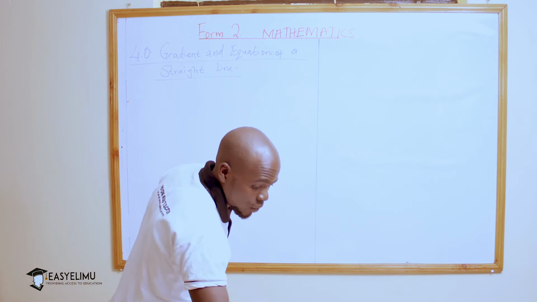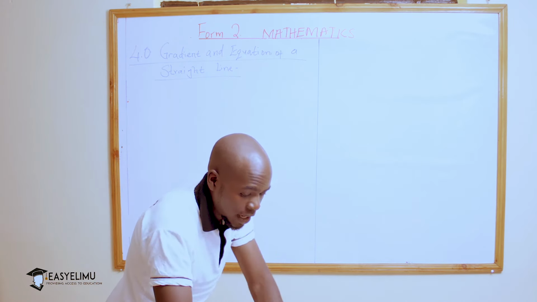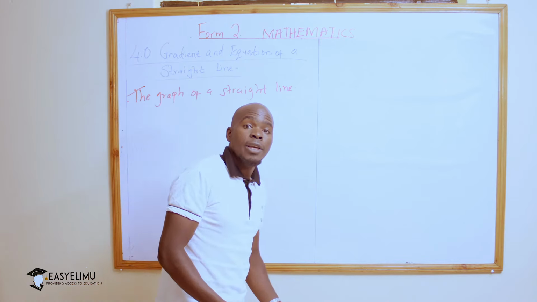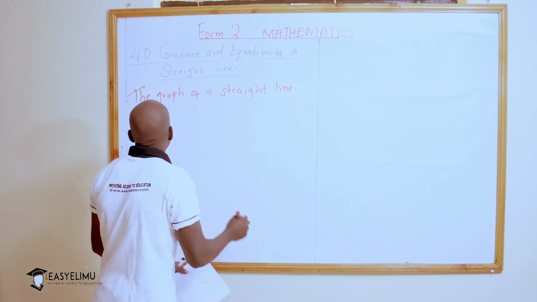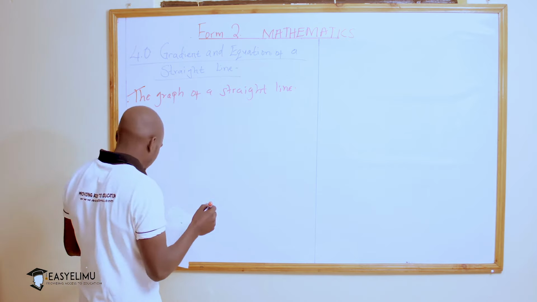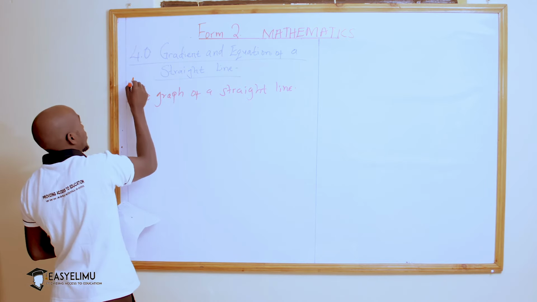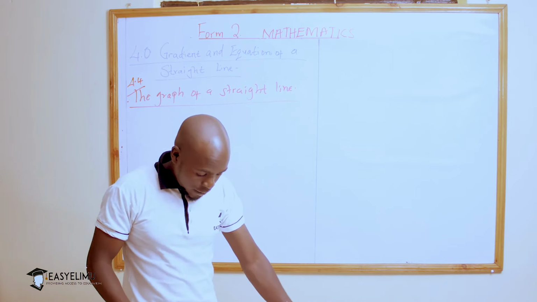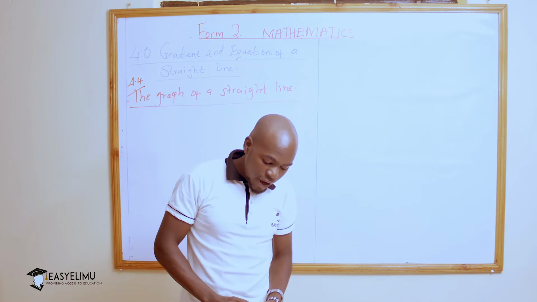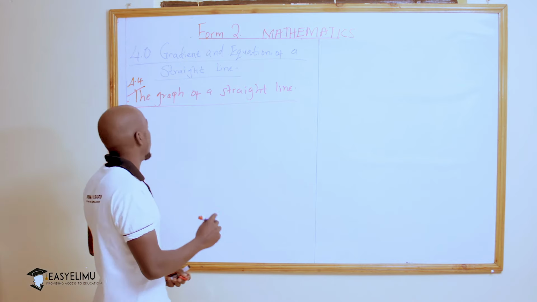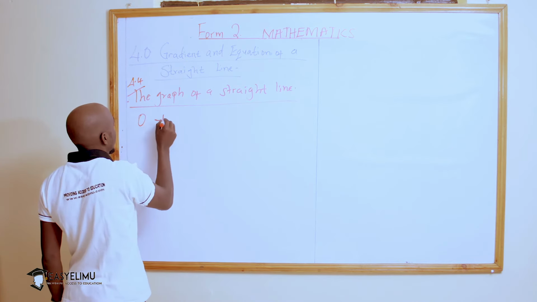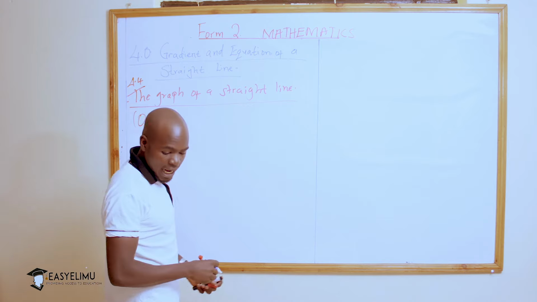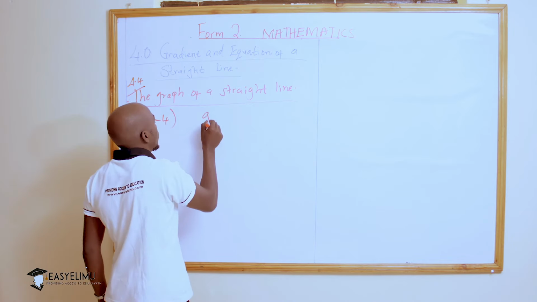Now let's work out the graph of a straight line. In this case, you have been informed: draw the graph of a line passing through 0, negative 4, and has a gradient of 2.